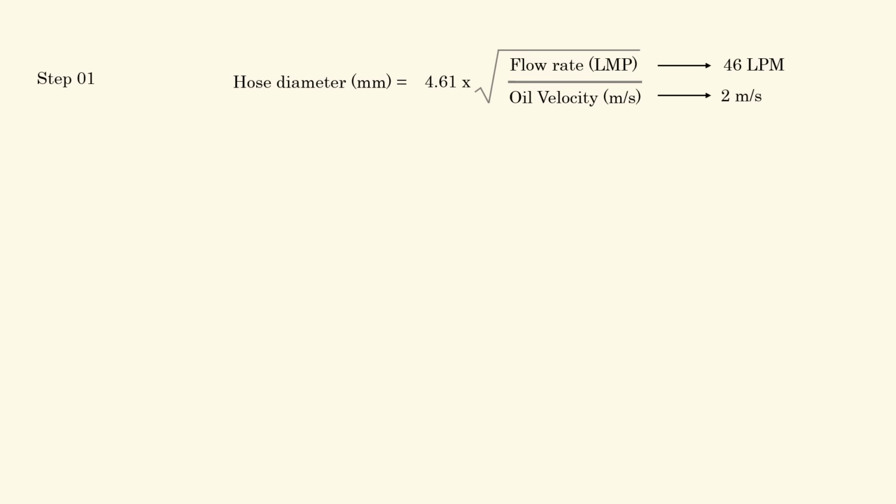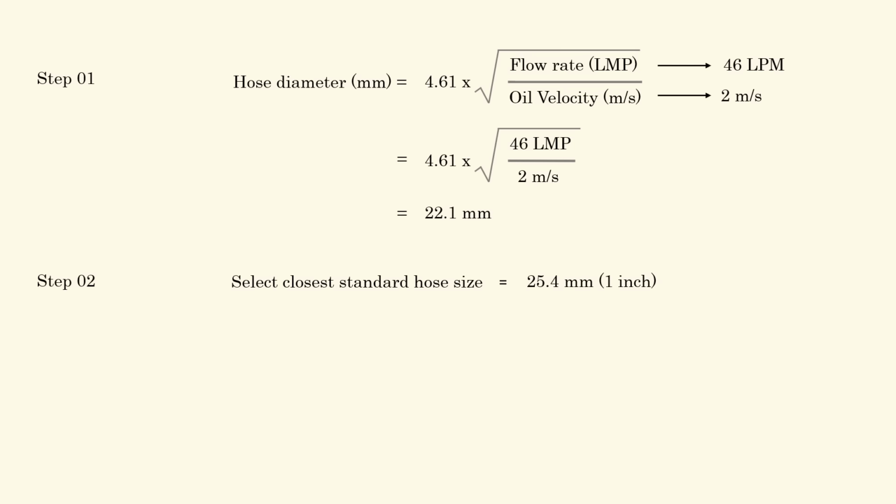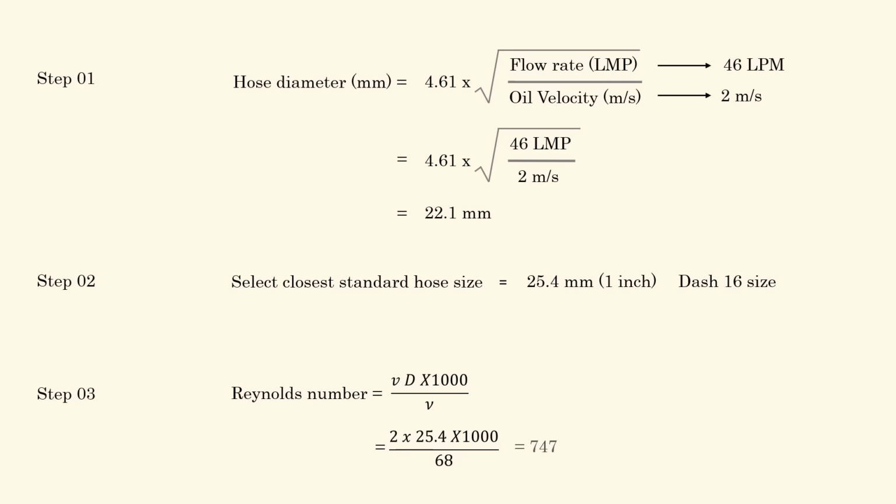Now putting the values in the equation, the hose diameter comes out to be 22.1 millimeter. It is always better to go one size higher, which is 25.4 millimeter. So we will select 1 inch -16. Now let's quickly check the Reynolds number. It comes out to be 747, which is well below 2000. So the flow is fully laminar.